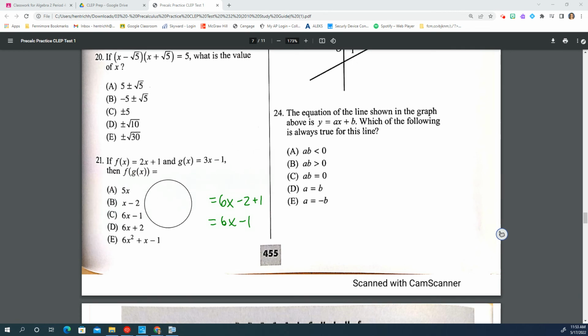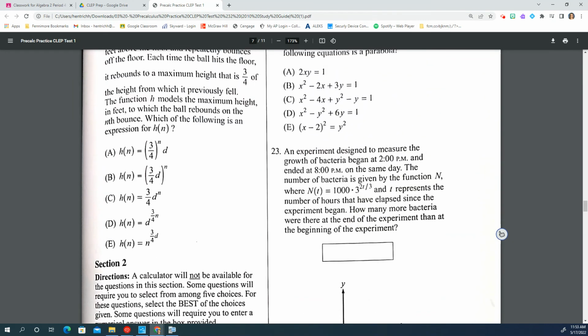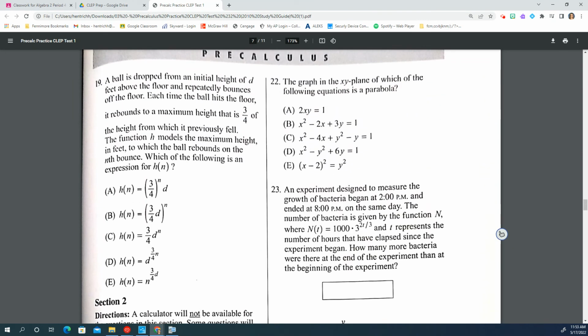Okay, 22 is a classic conics problem. See if you guys could recognize this. Which of the following equations could be a parabola? Not B. If x and y are both being squared, it's either a circle, ellipse, or hyperbola. So I automatically know it's not these. It is B. If you were to solve this for y, yeah.